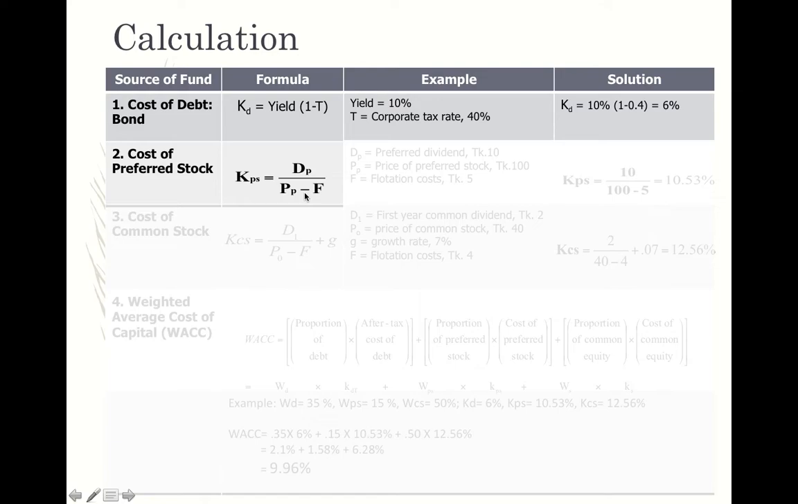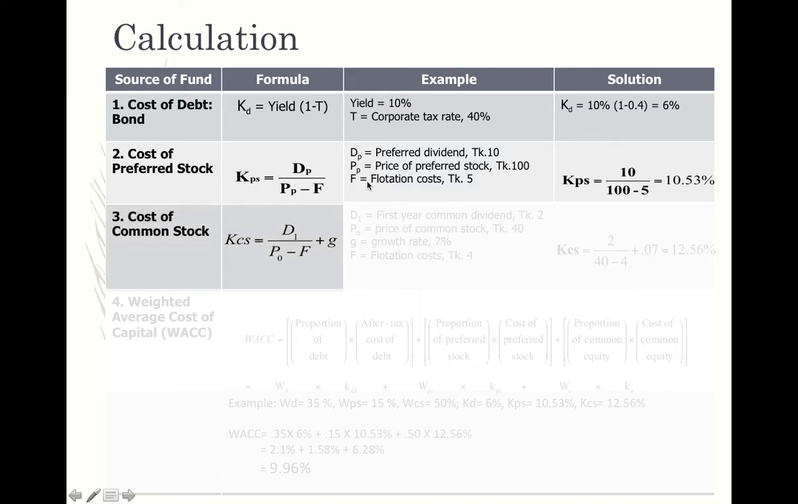I am receiving. So let us take one example. Let's say preferred dividend is 10 taka, price of preferred stock is 100 taka, and flotation cost is 5 taka. So ultimately 10 divided by 100 minus 5, cost of the preferred stock would be 10.53%. This is how you are going to calculate the cost of preferred stock.